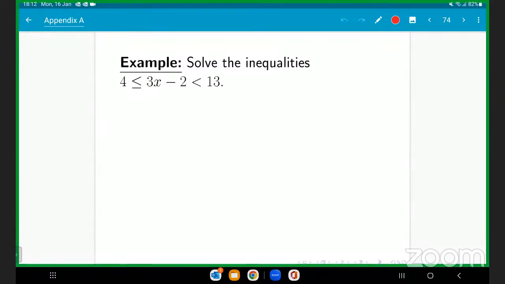So here we have the inequality, two inequalities written as one, which we can solve. So 4 less than or equal to 3x minus 2 and 3x minus 2 less than 13.